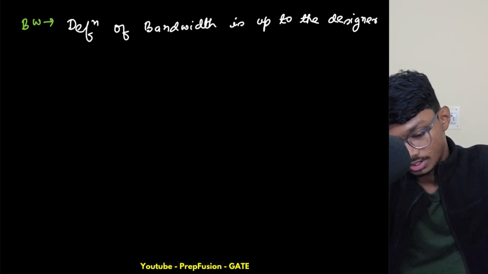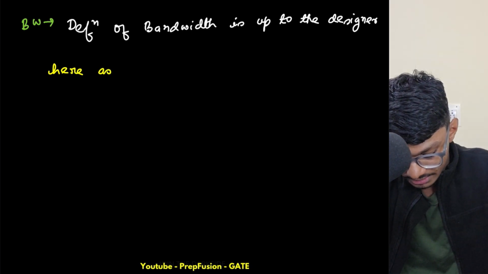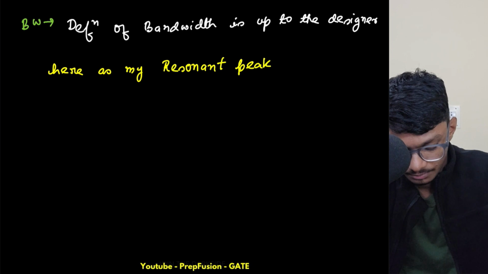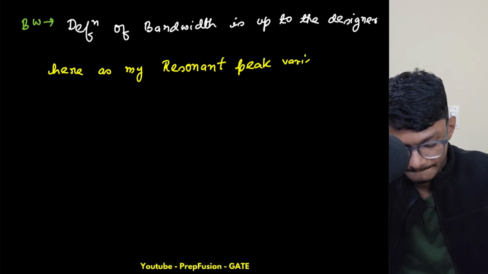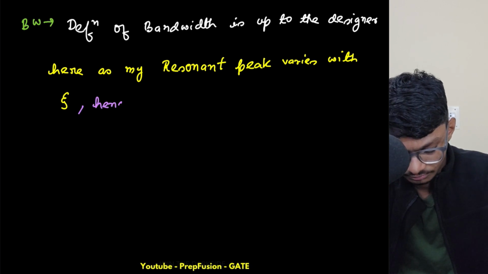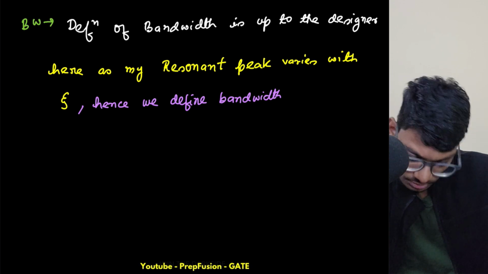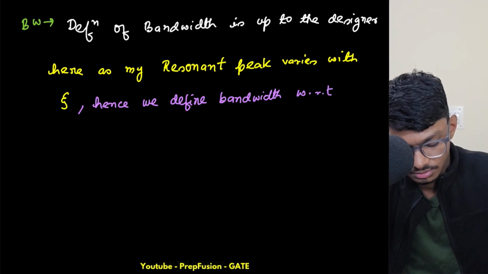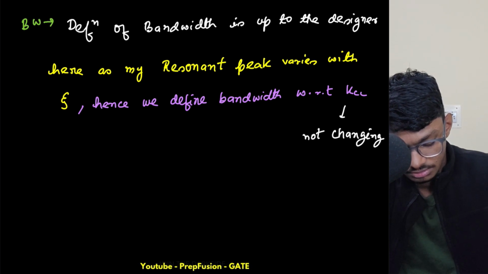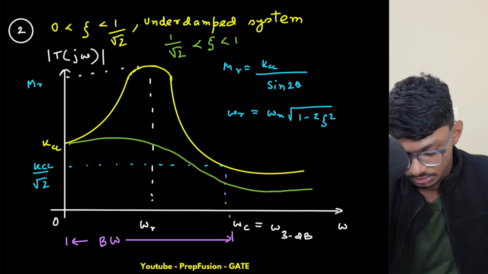Now here, generally it is defined with respect to the peak itself, but here, as my resonant peak varies with zeta, hence we define bandwidth with respect to the DC gain, as it is not changing. So this is one thing. Yeah, this is about this underdamped system.